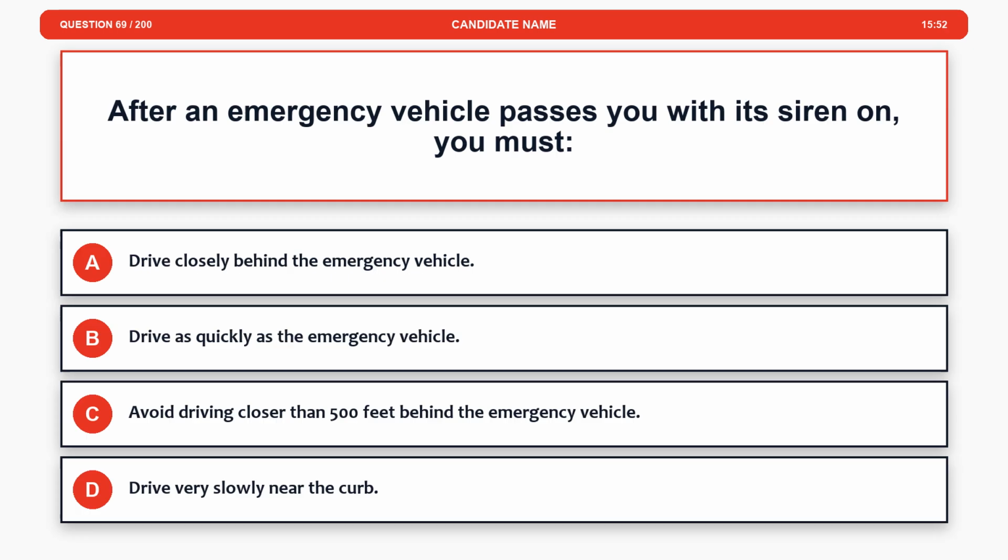Question 69. After an emergency vehicle passes you with its siren on, you must. Option A. Drive closely behind the emergency vehicle. Option B. Drive as quickly as the emergency vehicle. Option C. Avoid driving closer than 500 feet behind the emergency vehicle. Option D. Drive very slowly near the curb.